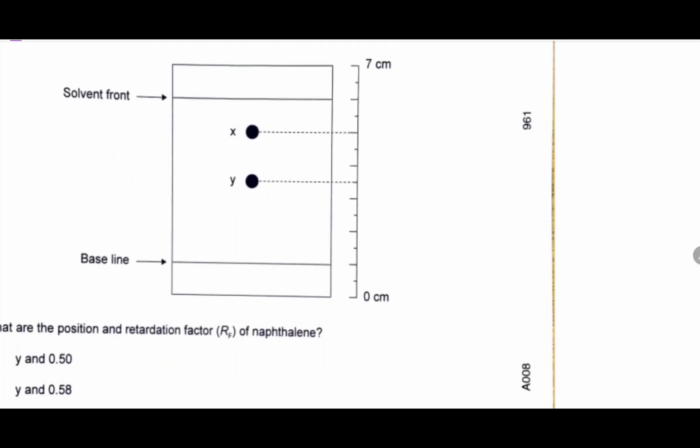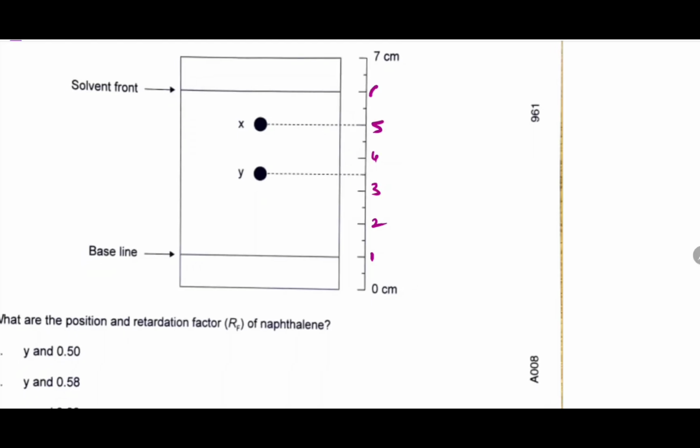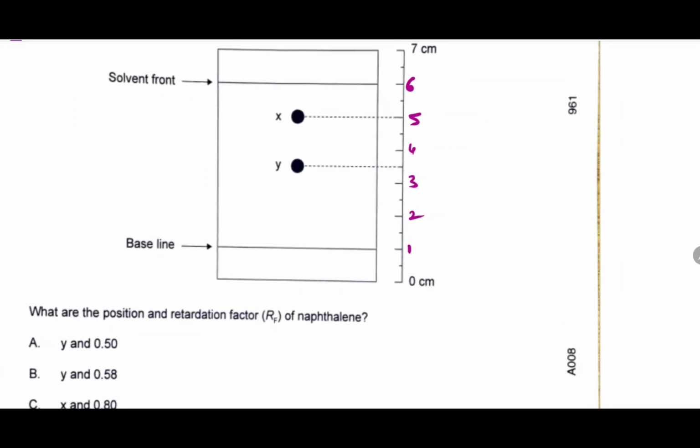If I look at this chromatogram, the marking is done from 0, then 1, 2, 3, 4, 5, 6, and then 7. Now there are 2 components, one is X, the other is Y.